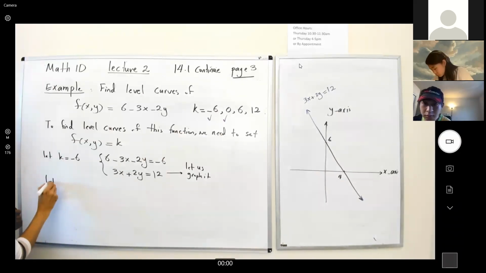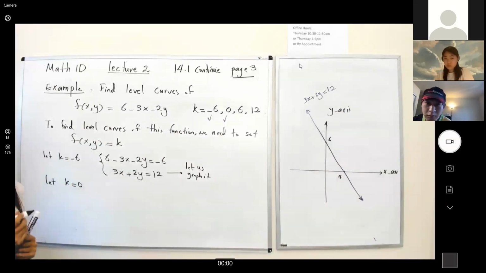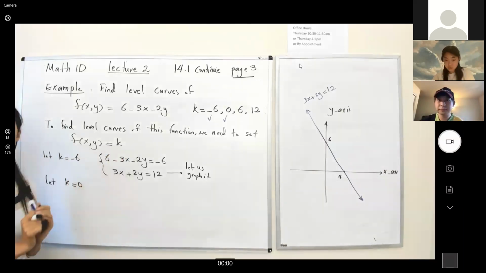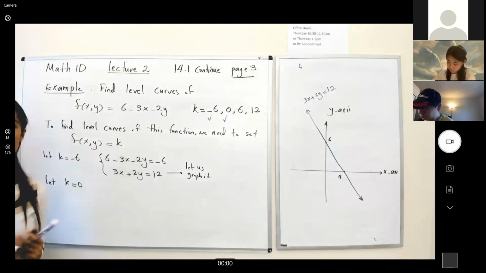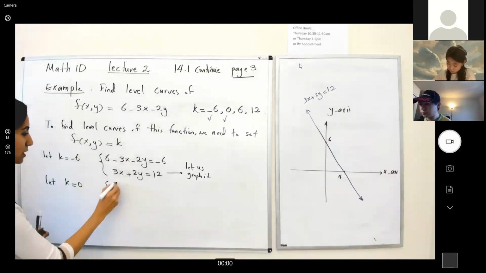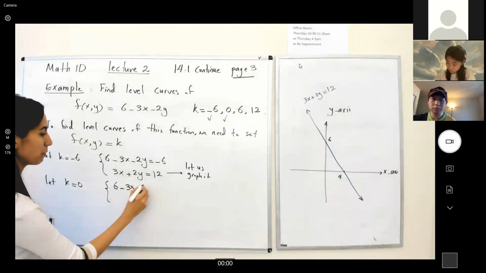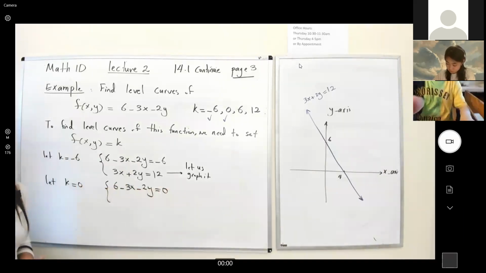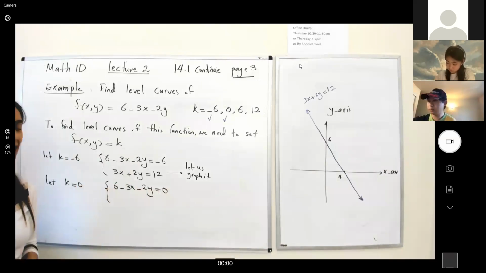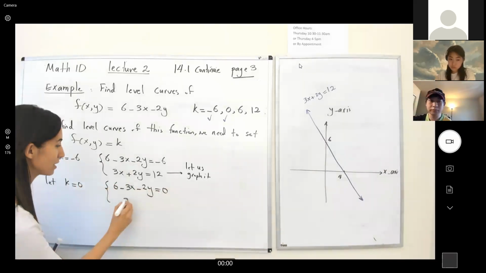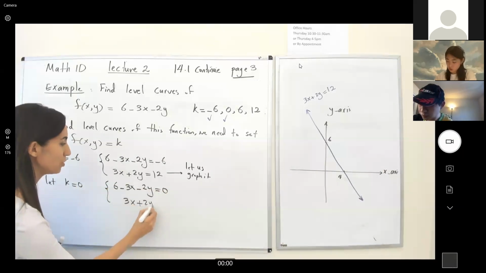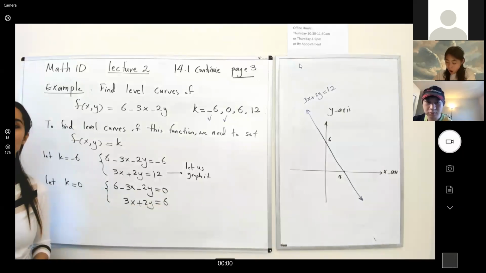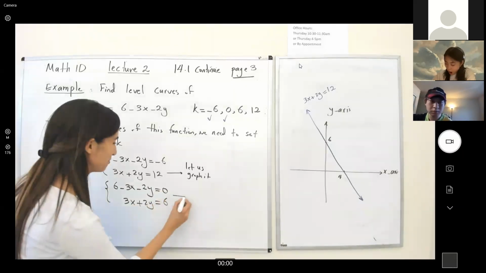So let k be 0. What's the meaning of that? It means that I have to set the function equal to that k, which is 0 in this case. I have 6 minus 3x minus 2y equal to 0. My k is 0, and start solving this line. You can just leave it as 3x plus 2y equals 6. Your goal is to graph the second line.